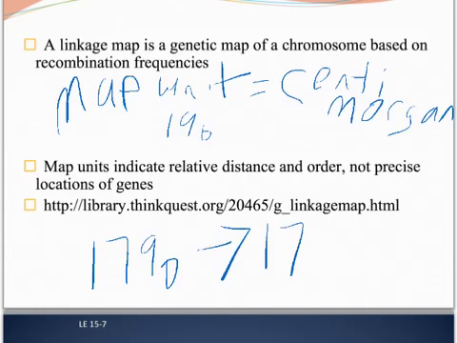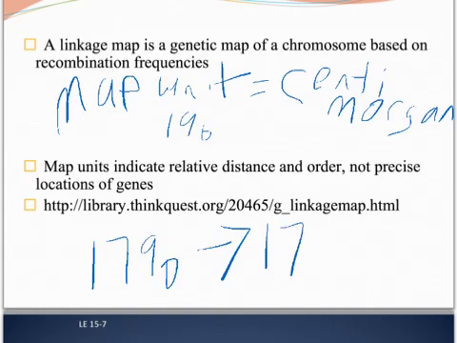Map units do not tell us the exact location. They tell us the order, not the precise place. But if we can find out where one gene is, and we know how far away another gene is from that particular gene, now we're cooking with gasoline.